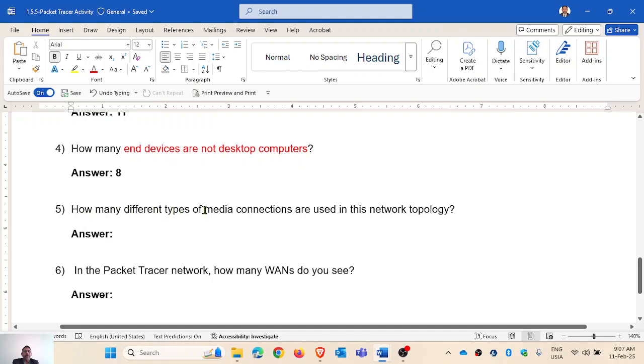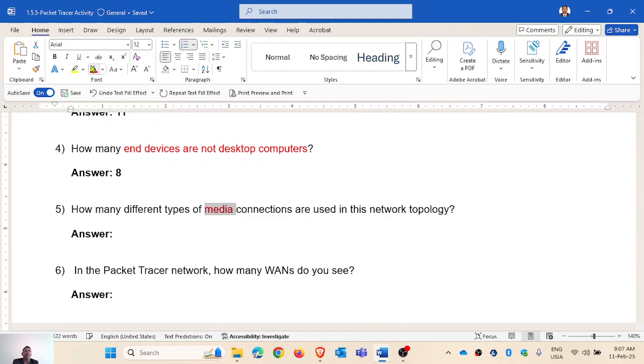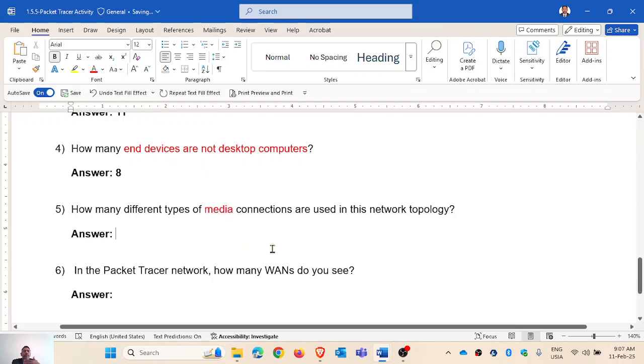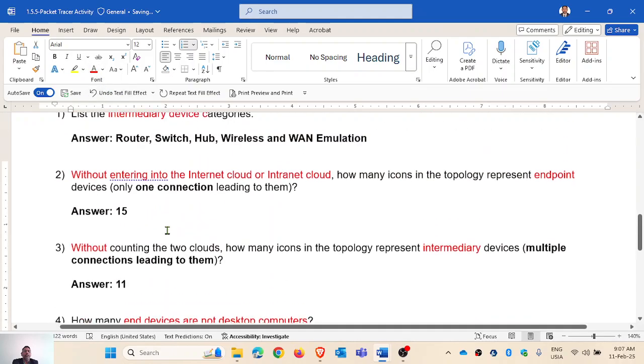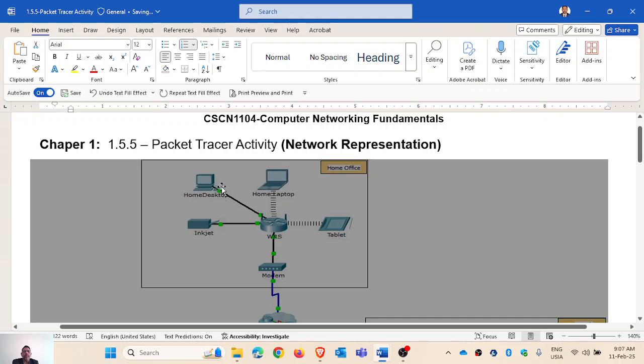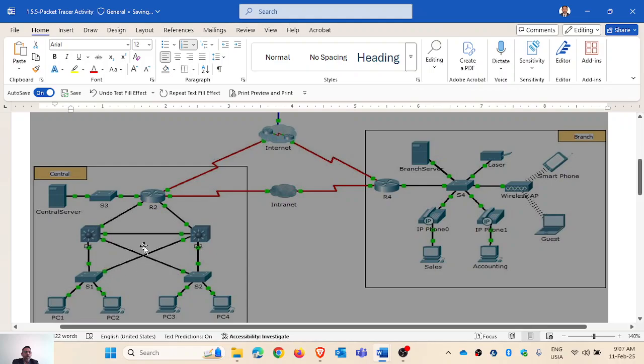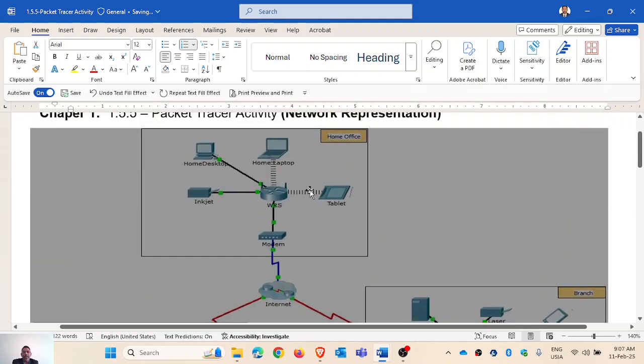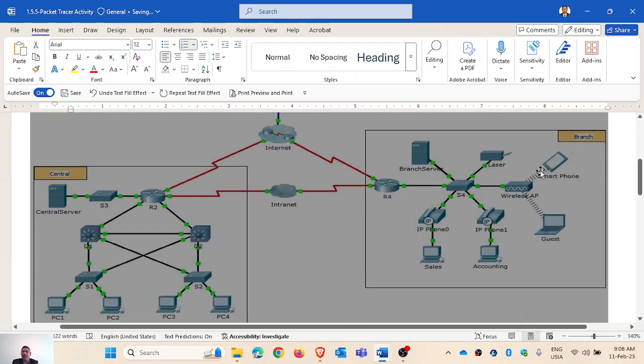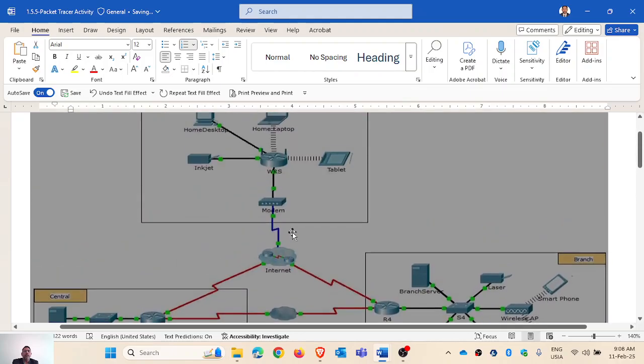How many different types of media? Media means the different types of connection wire we are using in this topology. They're asking for the different types. So now in this topology, this thick black line is only one type. The black is one type. And this red is one type. This blue is one type. And all this black is the same one type. And this dashed line is a wireless Wi-Fi connection. This is also one type. Okay.